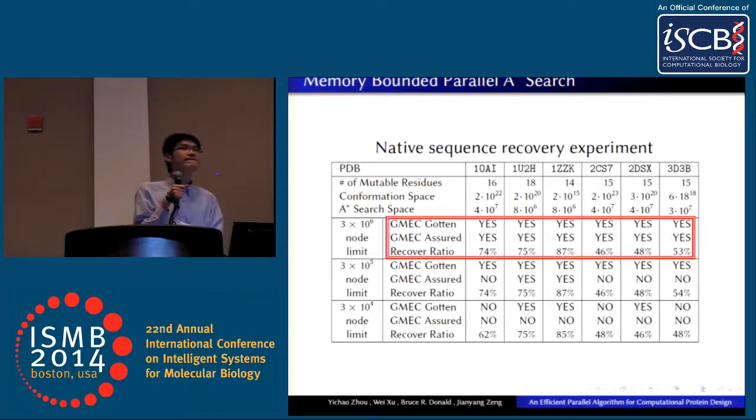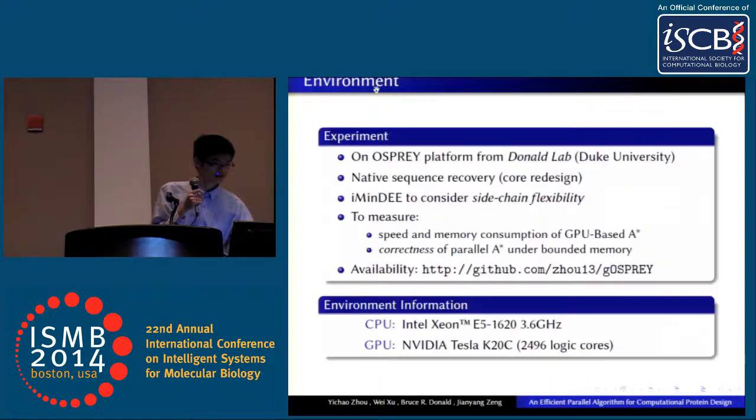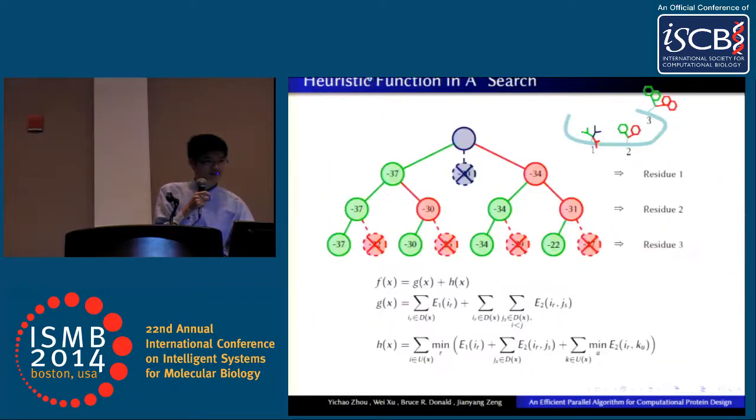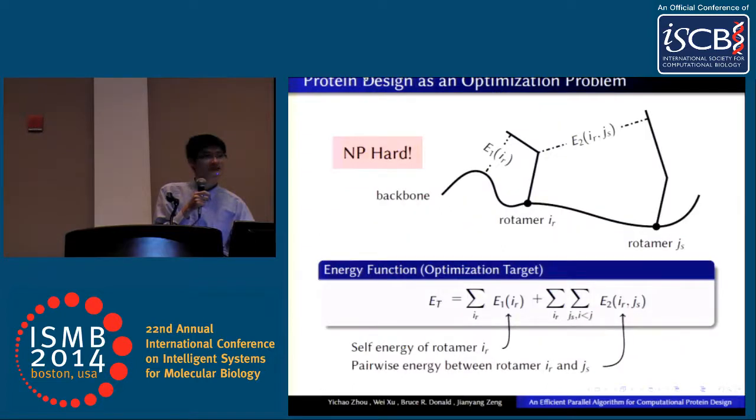My question is not directly related to your method, but it's a rather trivial question. At the beginning of your presentation, you mentioned that this energy optimization problem is NP hard. I'm wondering which NP complete problem it can be reduced to, if it is an NP hard problem.